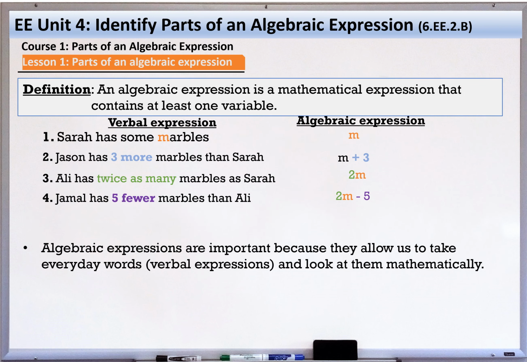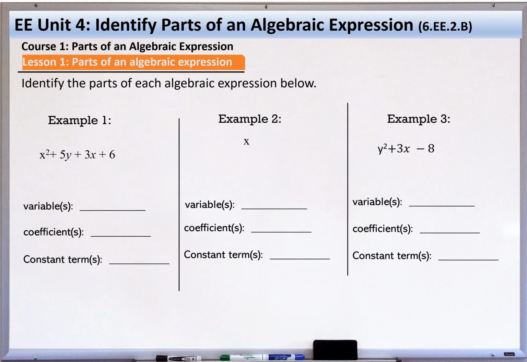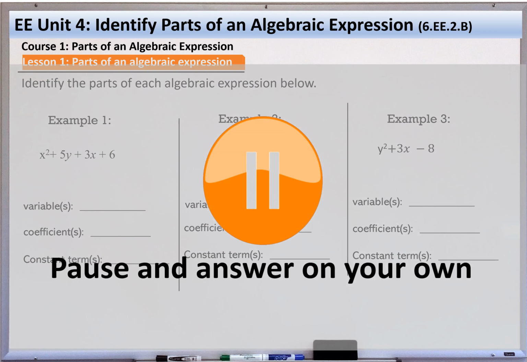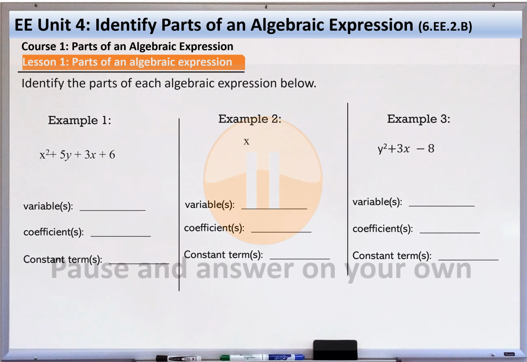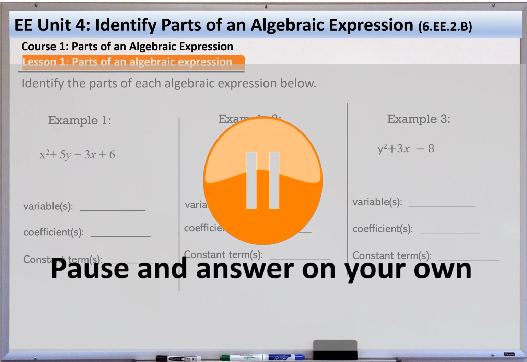So those are algebraic expressions. You've seen those before. And again, they're important because they allow us to take everyday words, verbal expressions, and look at them mathematically. So let's do a few of these, and then we'll break and go into the next section. So we have 3 algebraic expressions here. Remember, all you need is one variable to have an algebraic expression. So let's go ahead and pause the video and let me know what the variables, coefficients, and constant terms are, if there are any. After this, we'll take a break and go to the next video.